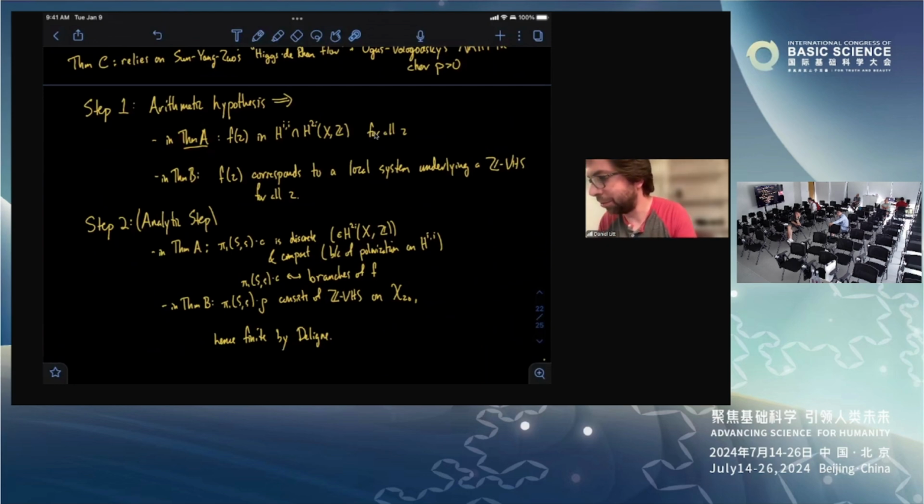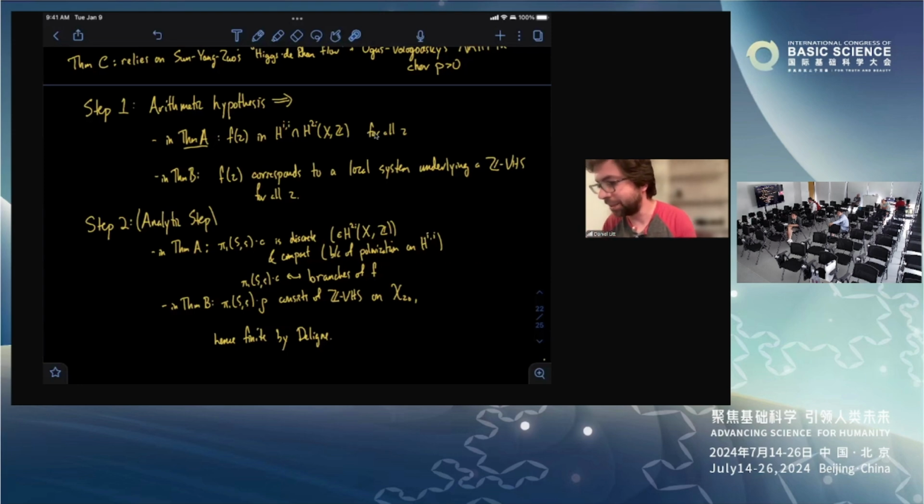So in theorem A, you show that you have a class which lives in some piece of the Hodge filtration. In theorem B, you show that you have a ZVHS for all values of Z. And well, what do you do? So in theorem A, the fact that you live in this piece of the Hodge filtration tells you that the pi1 orbit of your class is discrete. Well, it lives in integral cohomology, and compact because it has a definite polarization on it. And then a discrete and compact set is finite.